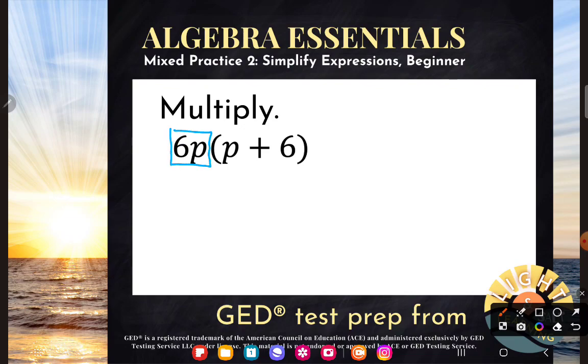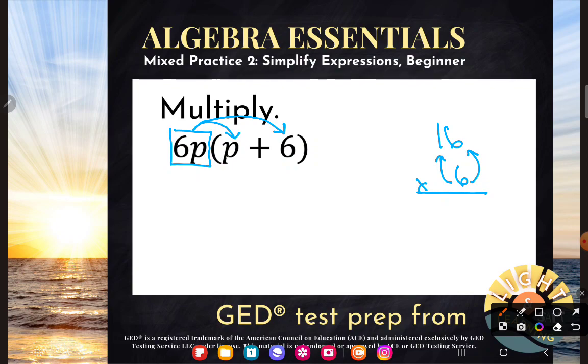I can take this 6p that's shoved against the parentheses, and I can multiply it through to the grouping. Now, please remember that when you multiply to a grouping, the thing you're multiplying with passes out to every term. So we're actually going to have two acts of multiplication, kind of like when you multiply a 2-digit number by a 1-digit number and you multiply twice.